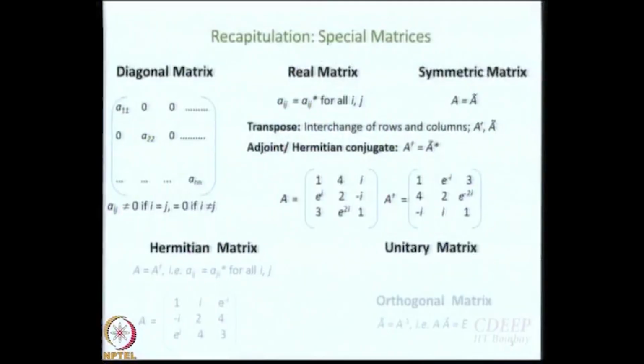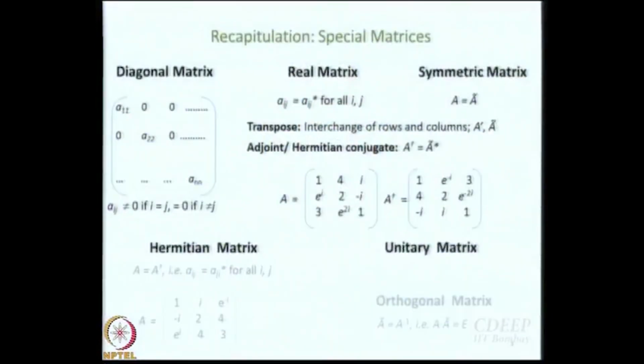So, real matrix, the more formal definition is A_ij equal to A_ij star for all values of i and j, right. And then we talked about transpose and adjoint or Hermitian conjugate. Transpose is very easy, just interchange the rows and columns, right. So, essentially you give a 180-degree twist with respect to the diagonal.